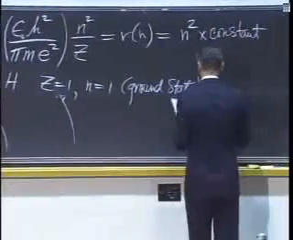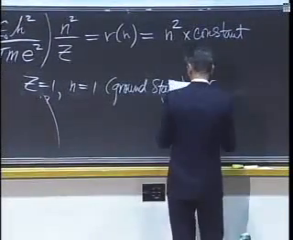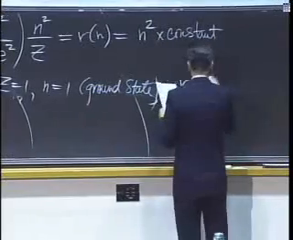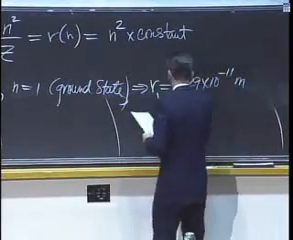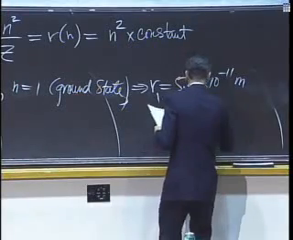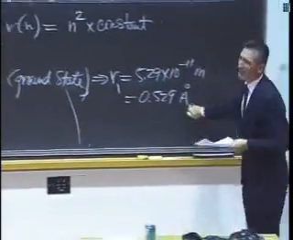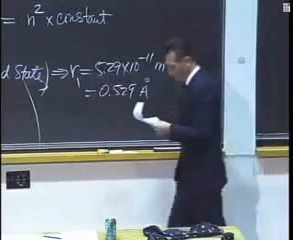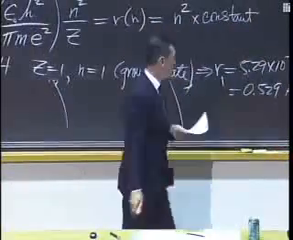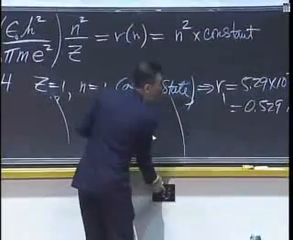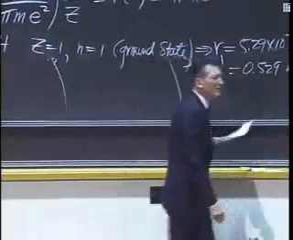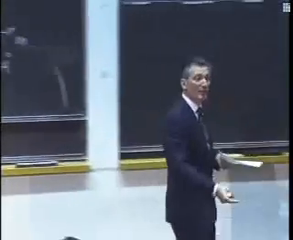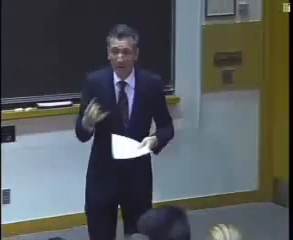And if you evaluate the constant, you get that R1 is equal to 5.29 times 10 to the minus 11 meters, or 0.529 angstroms. I like the angstrom. It's 10 to the minus 10 meters. It's not an SI unit because it's not a multiple of 10 to the third, but I like the angstrom. I don't like the nanometer. I like the angstrom because atomic dimensions are conveniently measured by angstroms.